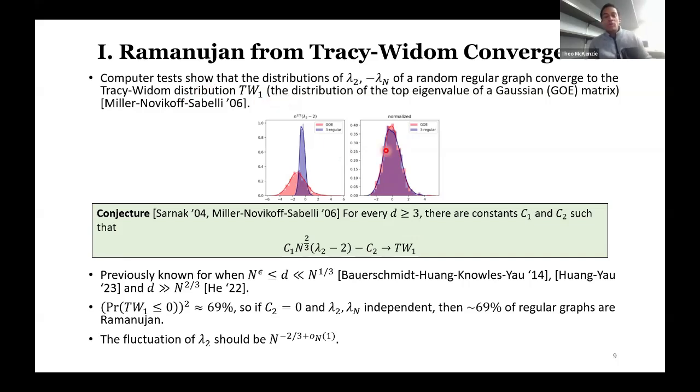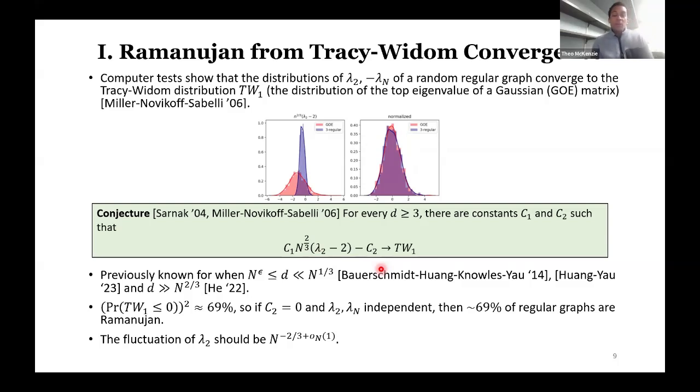Specifically, these computer tests led them to conjecture that for every d, there are some constants C1 and C2, such that if I renormalize my distribution, so I take lambda 2, normalize it at 2, multiply by n to the 2/3, and then C1, and then subtract away C2, this will converge to the Tracy-Widom distribution.